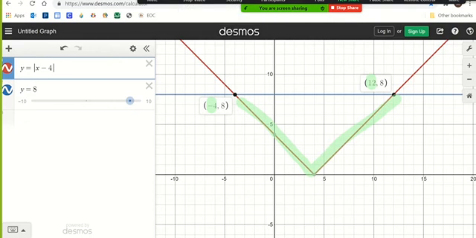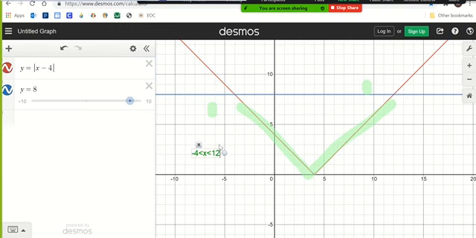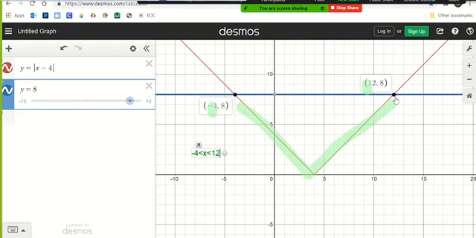Now, the way we write this is like this. Okay, x, I'll write it in green, and I get -4 and 12. So in between the x values of -4 and 12, the red is below the blue. That's how you write it.